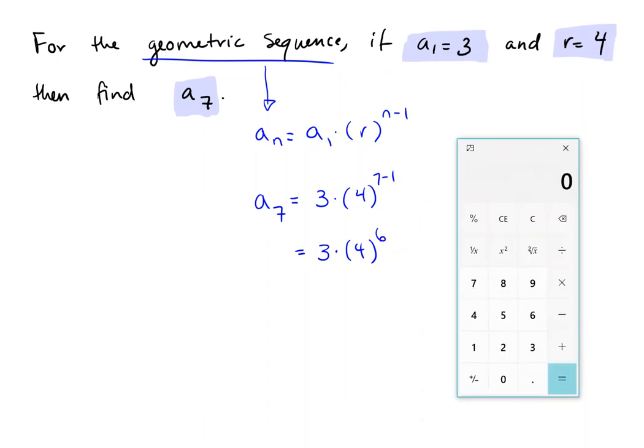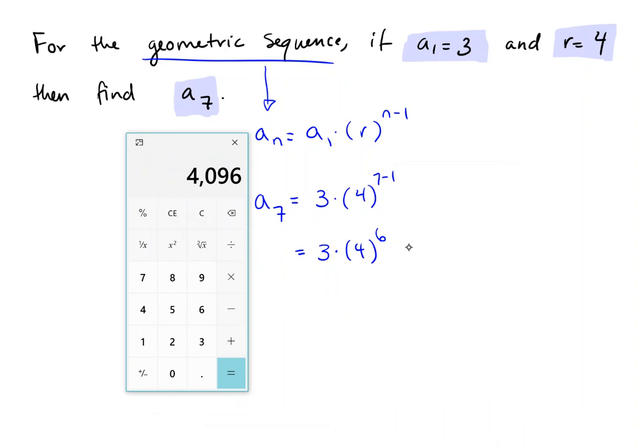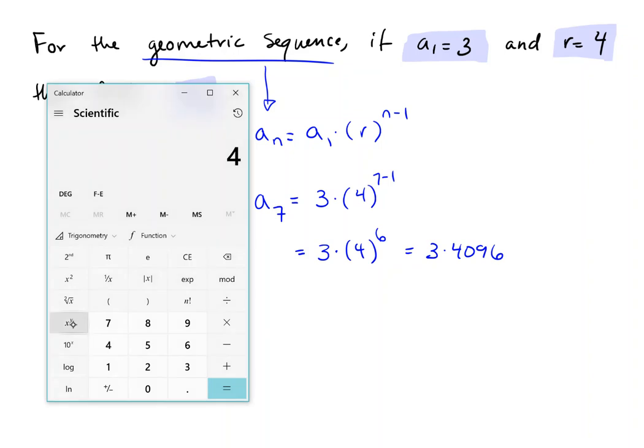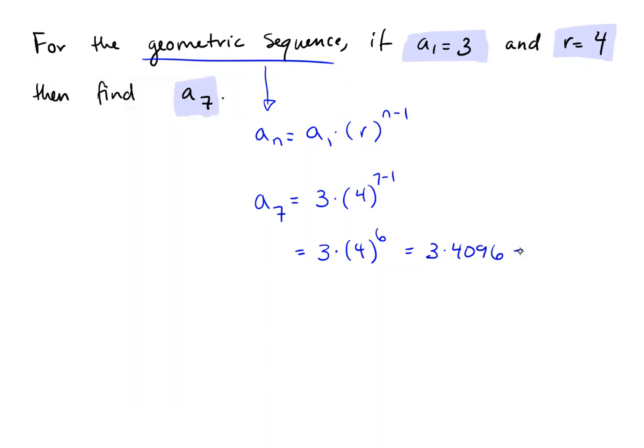Now 4 to the 6th is 4 times 4. Okay, let me just verify that. So we have 4 raised to the 6th power is definitely 4,096. 4,096 multiplied by 3, 12,288.